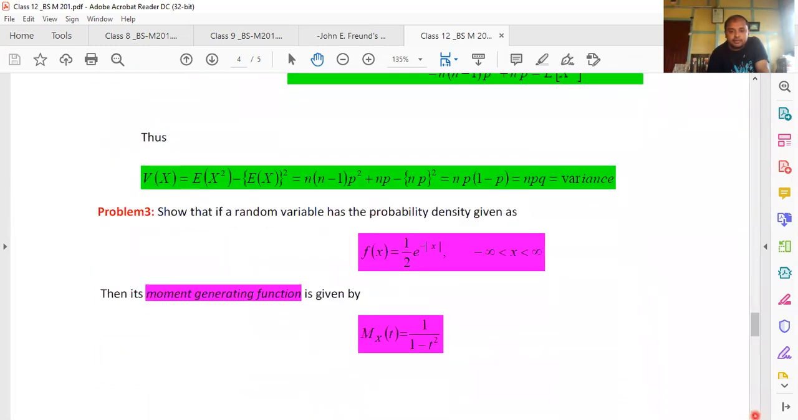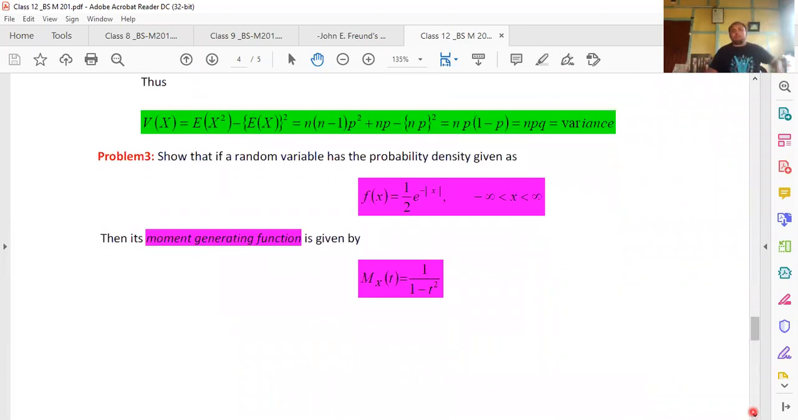And in problem number 3, I have given you something which is different. I have given you a probability function with the expression half into e to the power minus mod x, where x lies between minus infinity and plus infinity. I don't know what sort of distribution a random variable with this probability function has. The point is not about the random variable, the point is about the probability function. The probability function is known. Can we find the moment generating function from here?